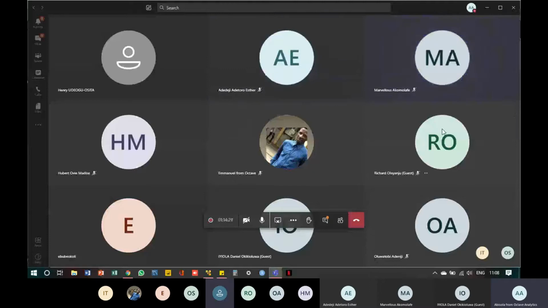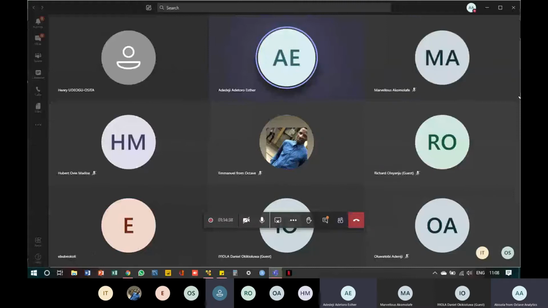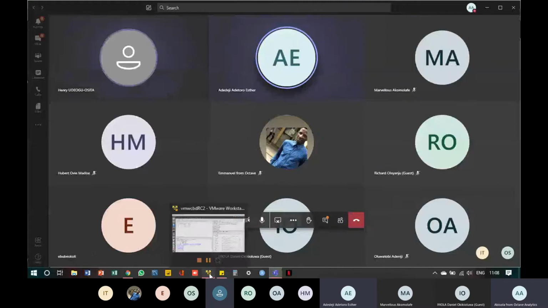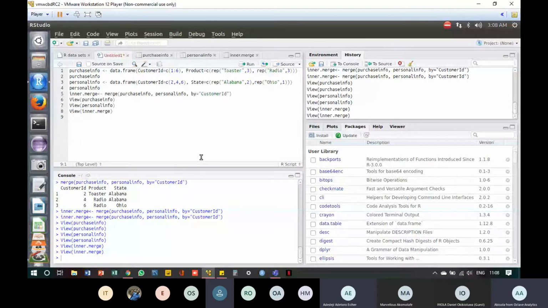What did you say? Adetoro has a question. Okay, I'm listening to you. The inner merge, is it a function or do you use it as a variable name? It's a variable name. I was expecting to see an equals sign, but I saw something like a less than and hyphen.